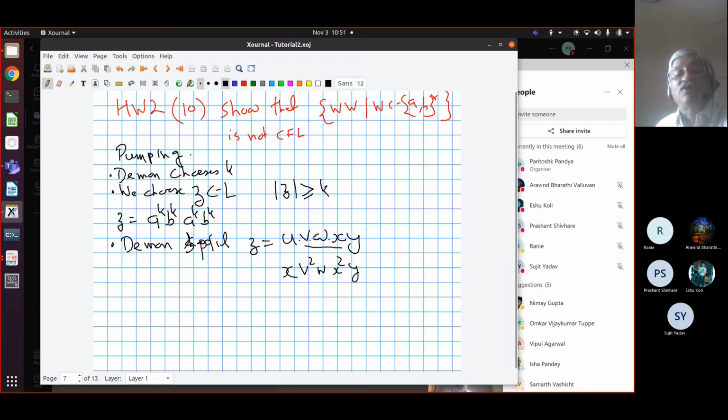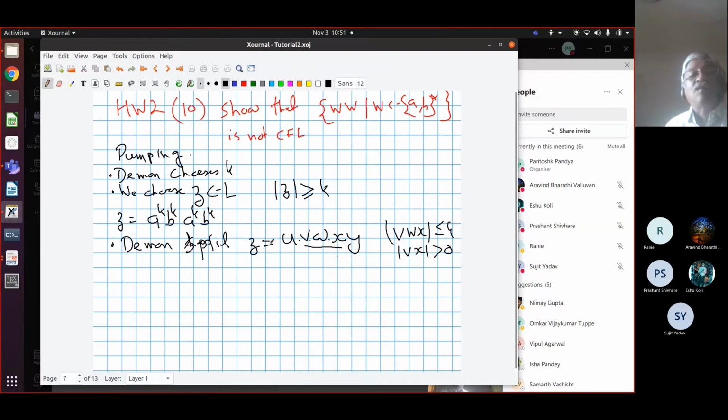What are the extra conditions on VWX? Mod of VWX should be less than or equal to K. And there's one more. VX cannot be epsilon; its length should be greater than 0. Otherwise, when you pump it, the string will not change. Right? These are the conditions.